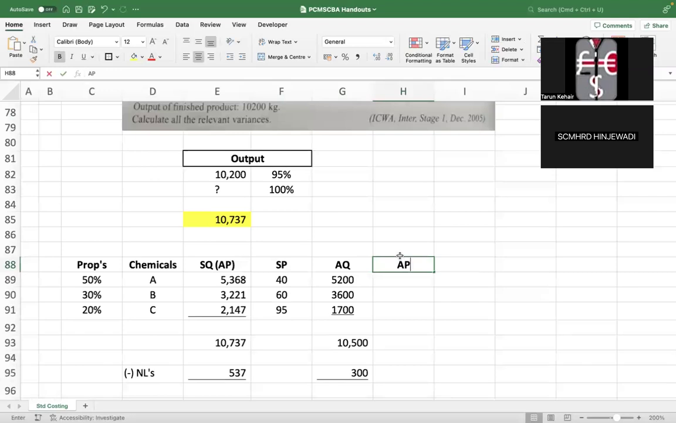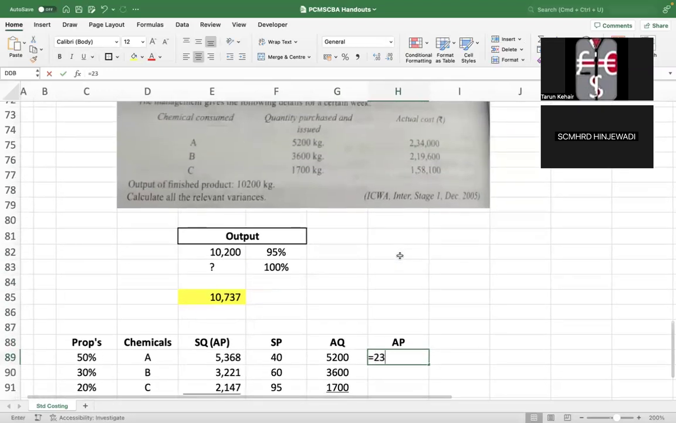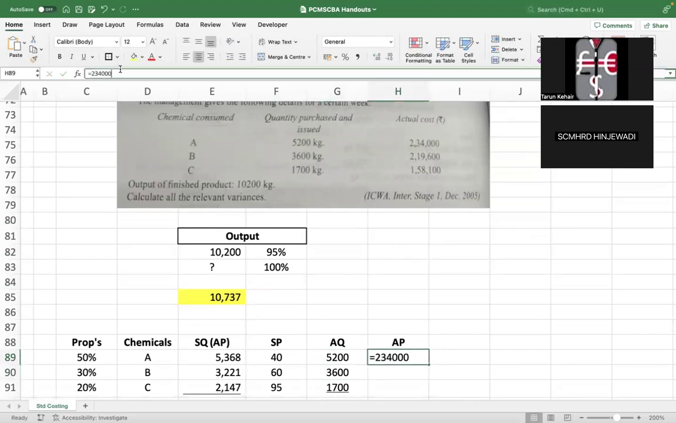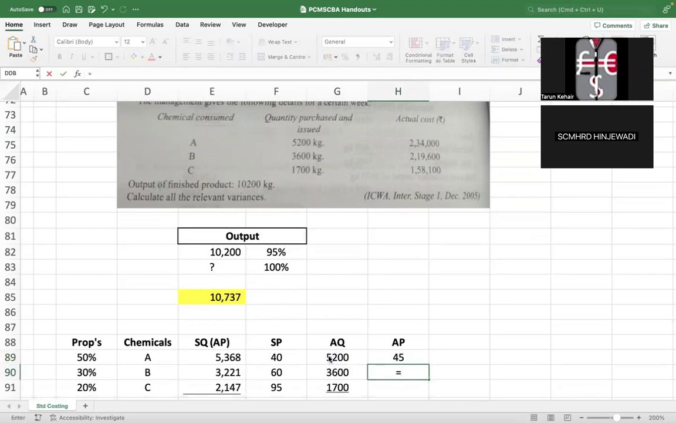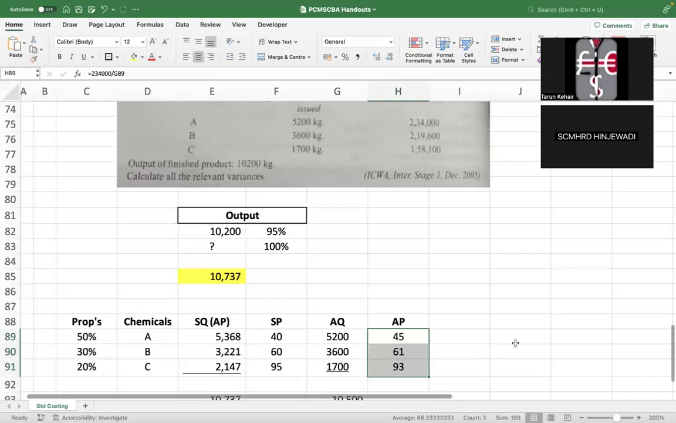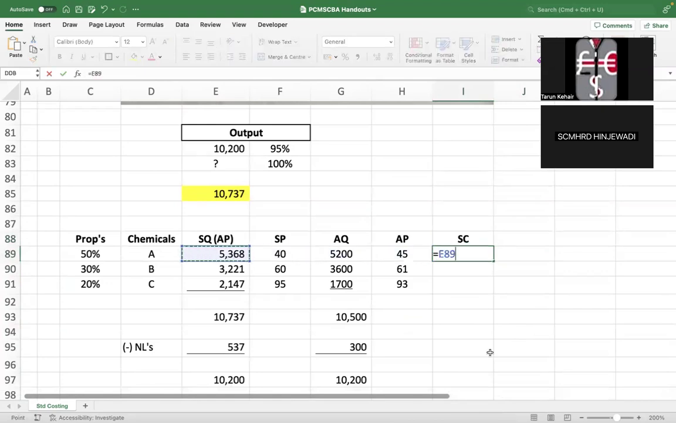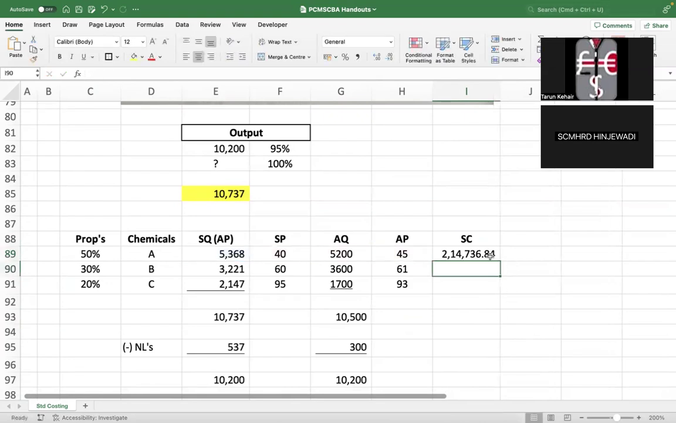What about the actual prices? They are not given, but we can find it out. So 2,34,000 divided by this quantity, right? 2,19,600 divided by this quantity, and 1,58,100 divided by this quantity. So this becomes your actual prices. So we can get a standard cost then, which is the standard quantity into standard price.